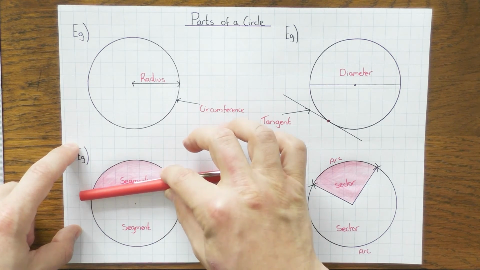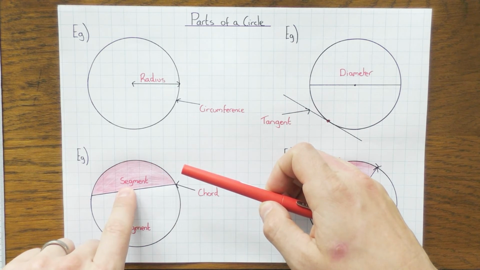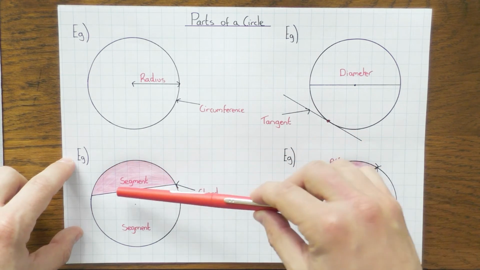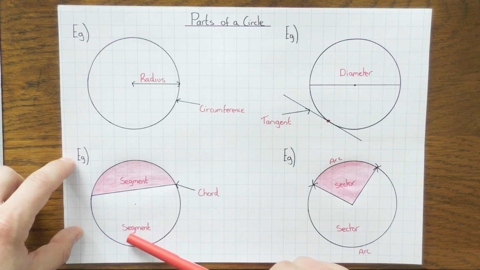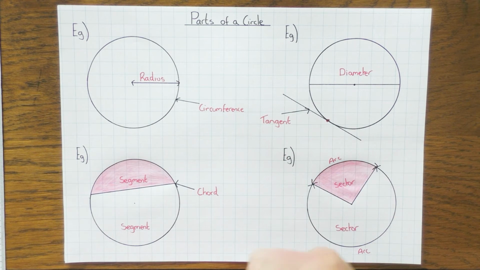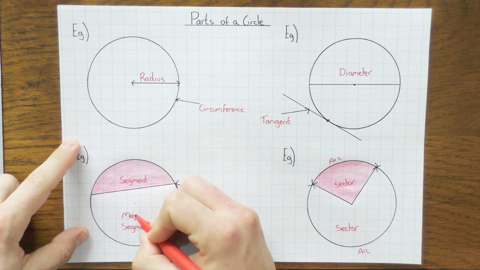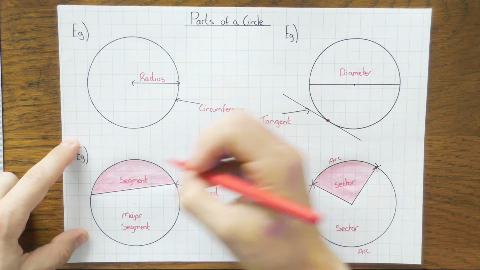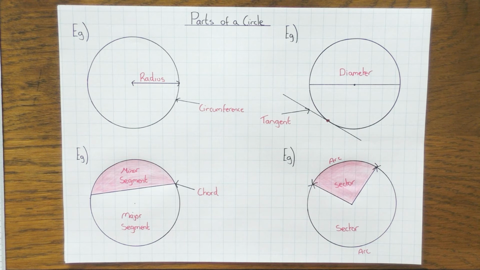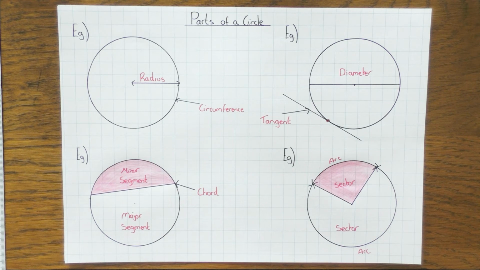Now the area that's shaded above that, which is here, is called a segment. Okay, so if you have a chord, the area above that is called a segment. But also the area below that is also called a segment. So how we distinguish between the two is the larger one we call the major segment, and the smaller one we call the minor segment. Okay, so the bigger segment we call the major one, the smaller we call the minor.